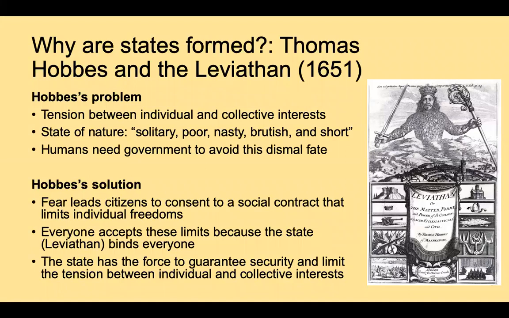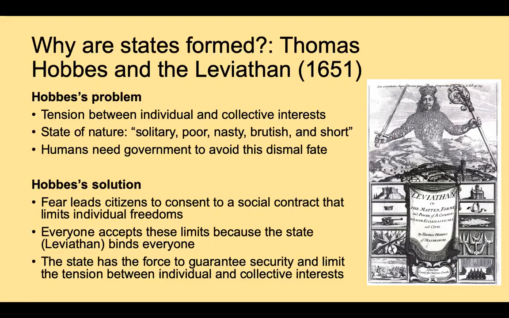And Hobbes believed that because of this tension, humans needed government to avoid the dismal fate of conflict and destruction and death and bloodshed. And the solution, according to Hobbes, was the creation of what he referred to as a social contract, or an agreement between citizens to limit their individual freedoms in the name of creating a central authority that could act as a referee and impose order over the society of conflicting interests.